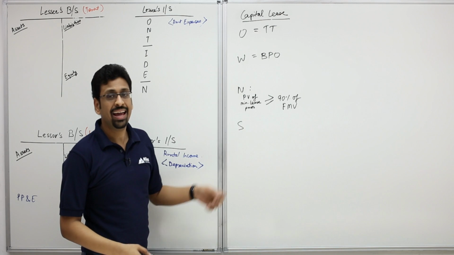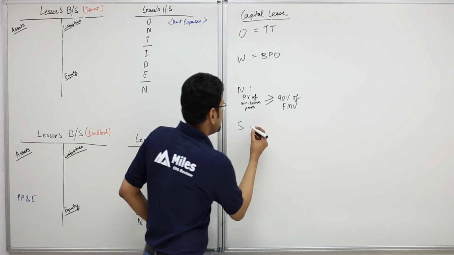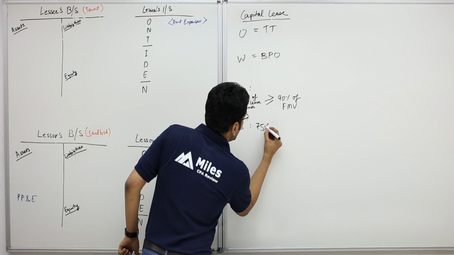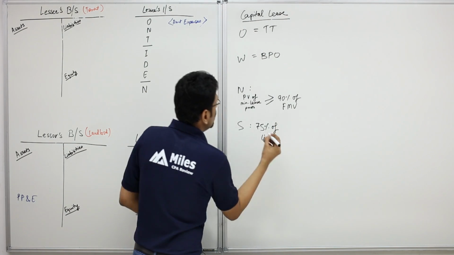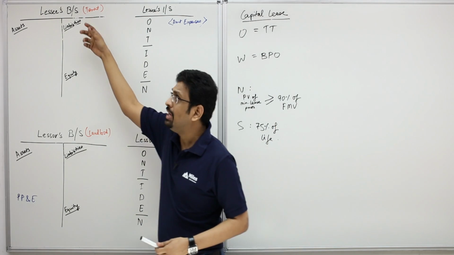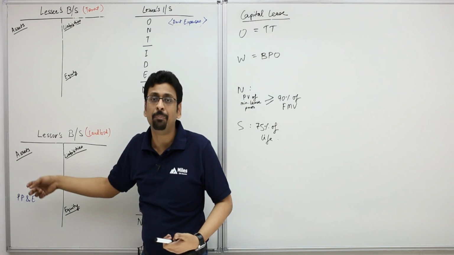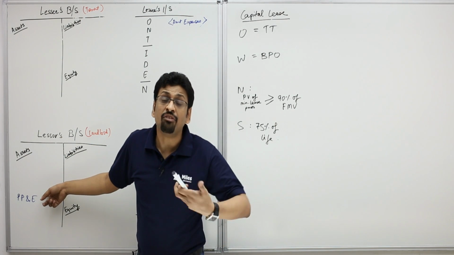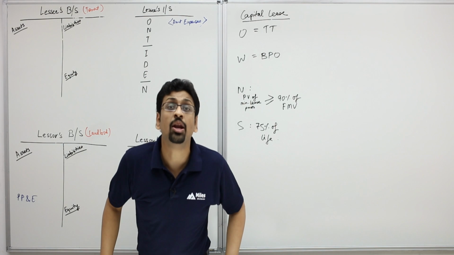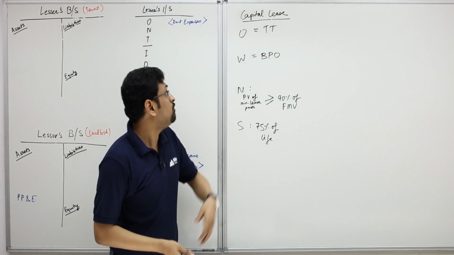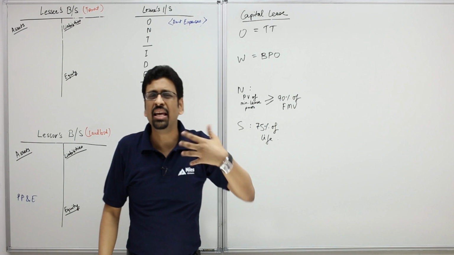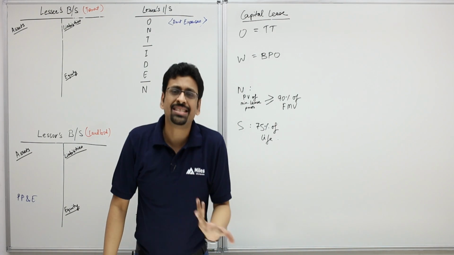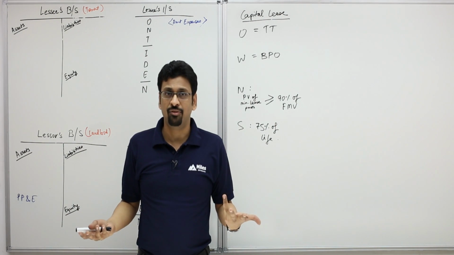The last criteria, S, this stands for 75% of life. So, if the lessee is leasing this piece of PP&E for 75% or more of its economic life, we account for it as a capital lease.